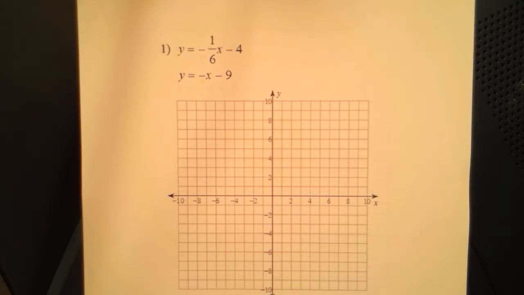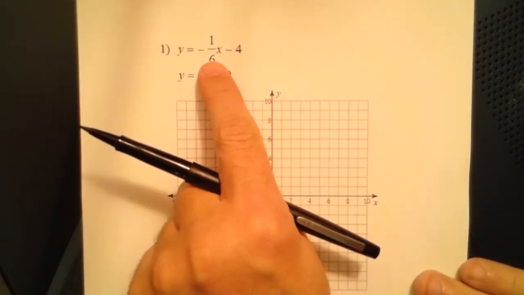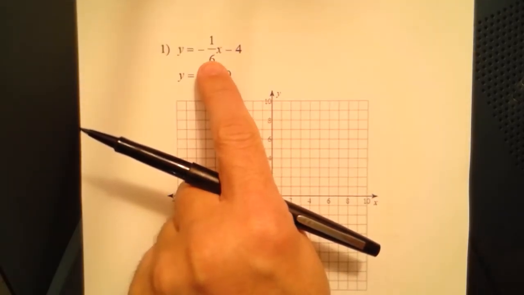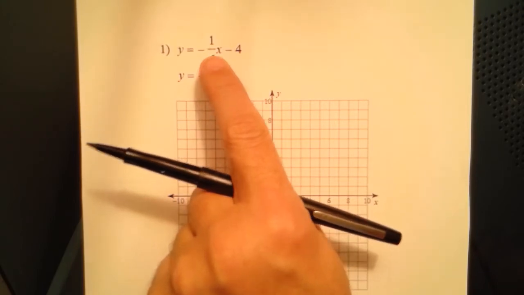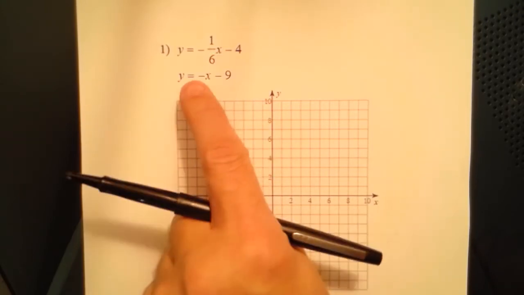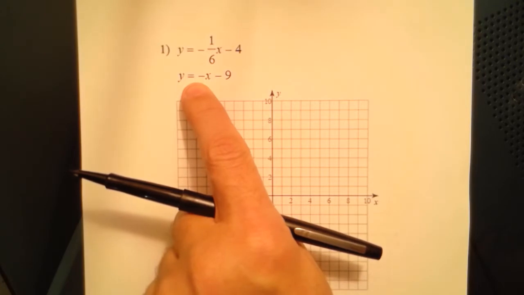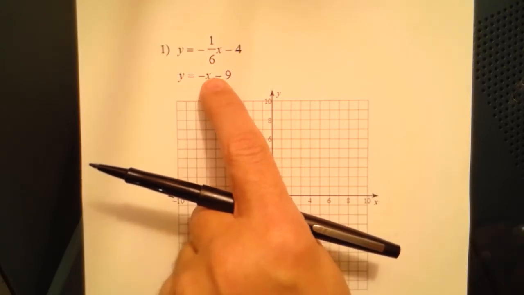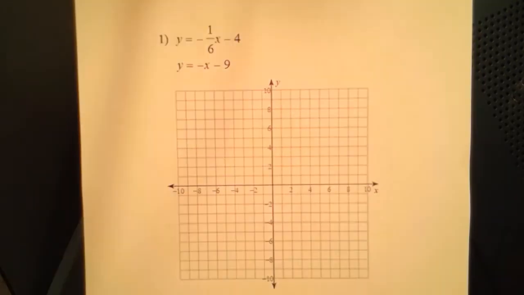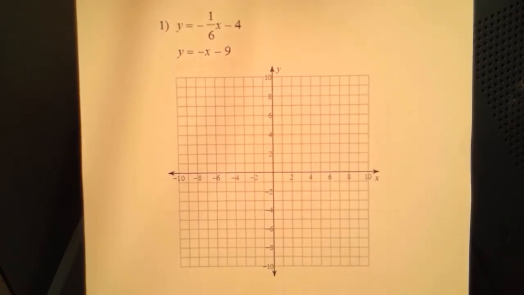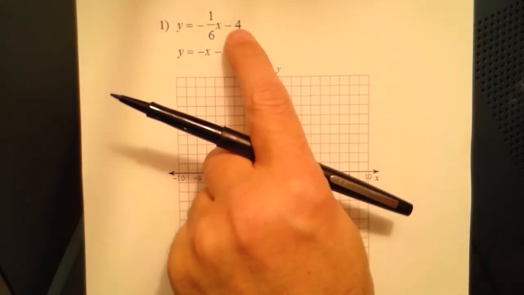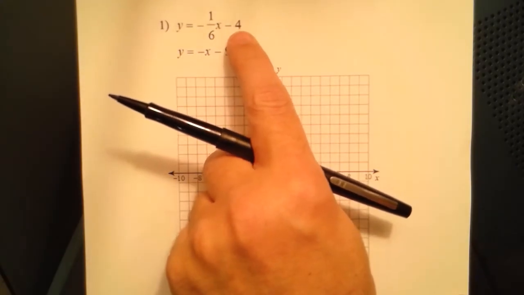We're going to graph these in slope-intercept form. In this first equation, the slope is negative 1/6 and the y-intercept is negative 4. In the second equation, the slope is negative 1 and the y-intercept is negative 9. We're going to start graphing these using what we know about graphing slope-intercept equations. The b value in y equals mx plus b in this one is negative 4.